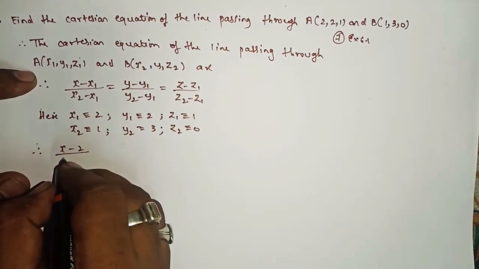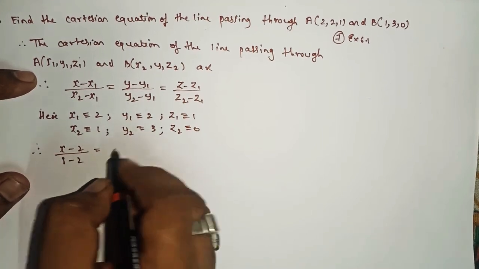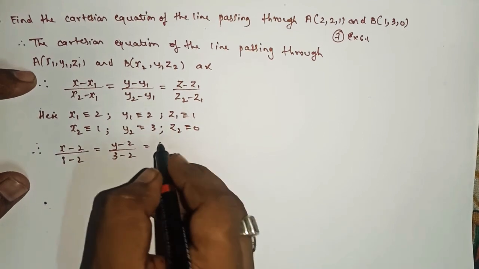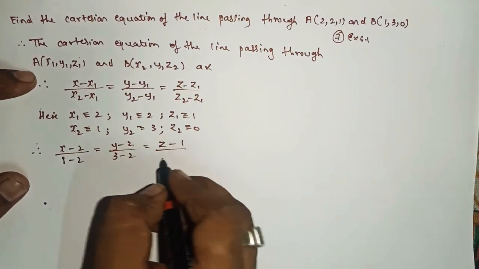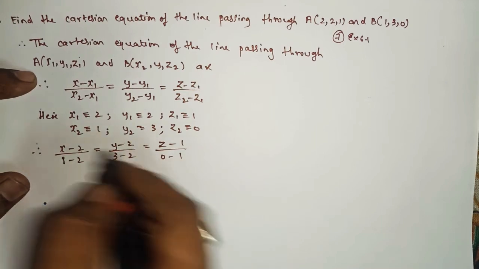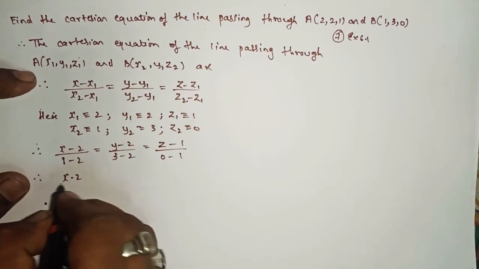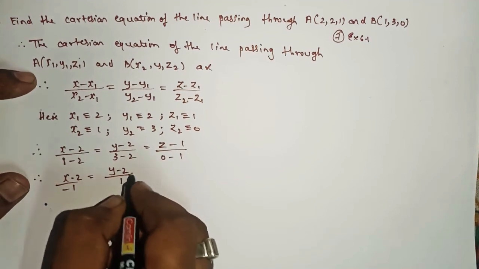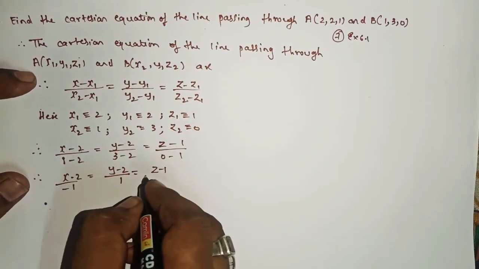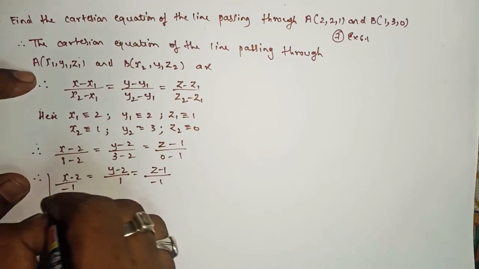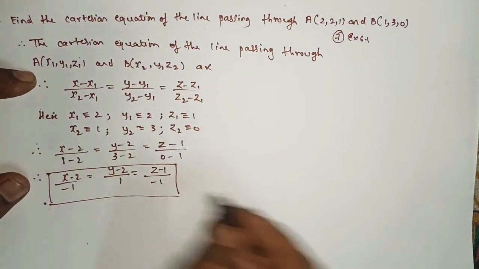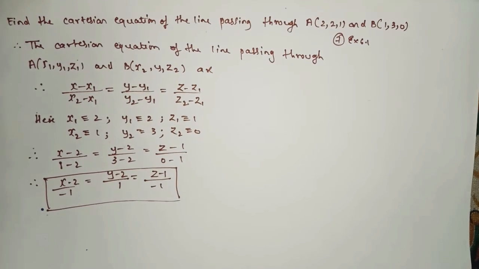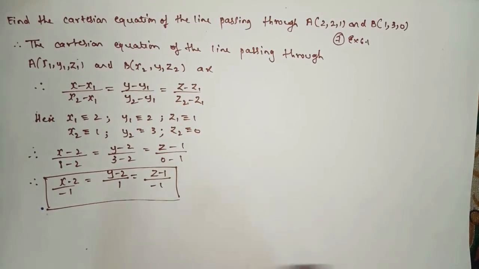So x1 is 2, x2 minus x1 equal to y minus 2, 3 minus 2, z minus 1, so here you will write 0 minus 1, yes or no? So therefore x minus 2 upon minus 1, y minus 2 upon 3 minus 2 is 1, and z minus 1 upon 0 minus 1 is what? Minus 1. So here what we got is the required Cartesian equation of the line passing through two points.